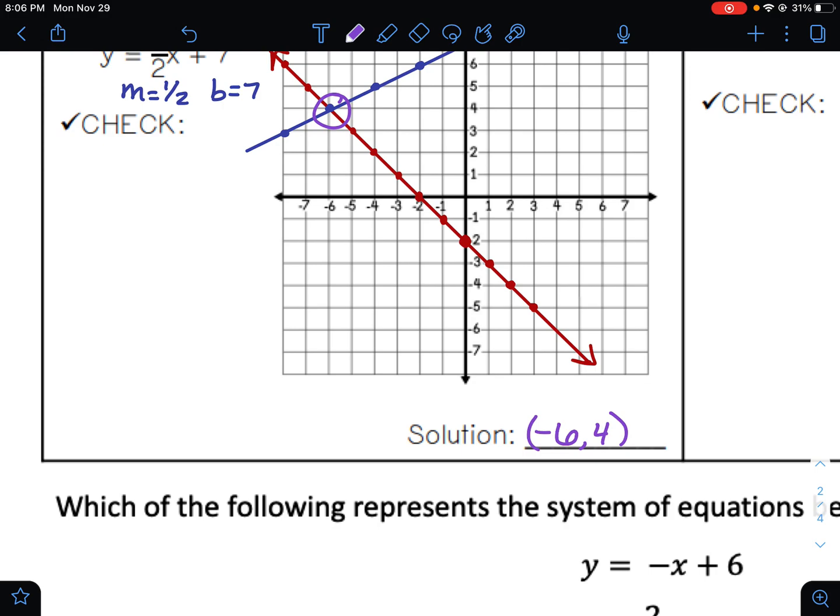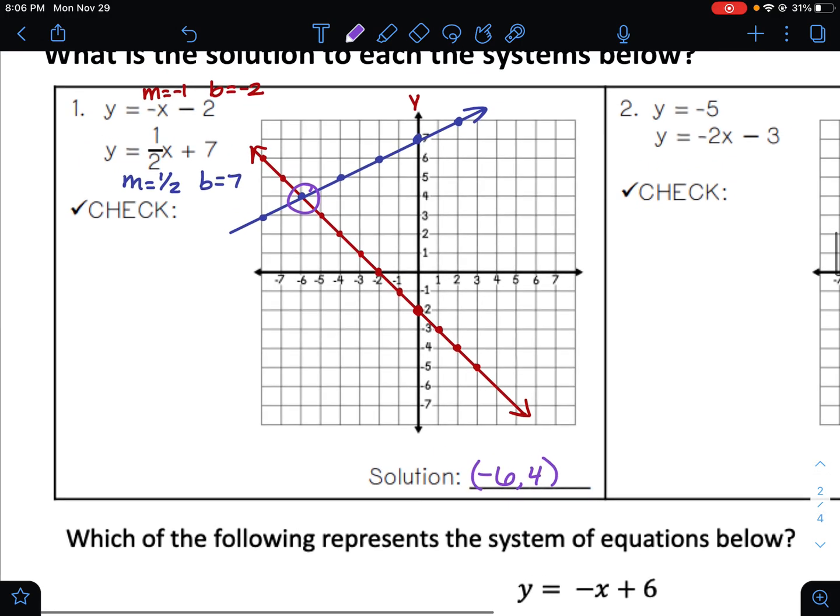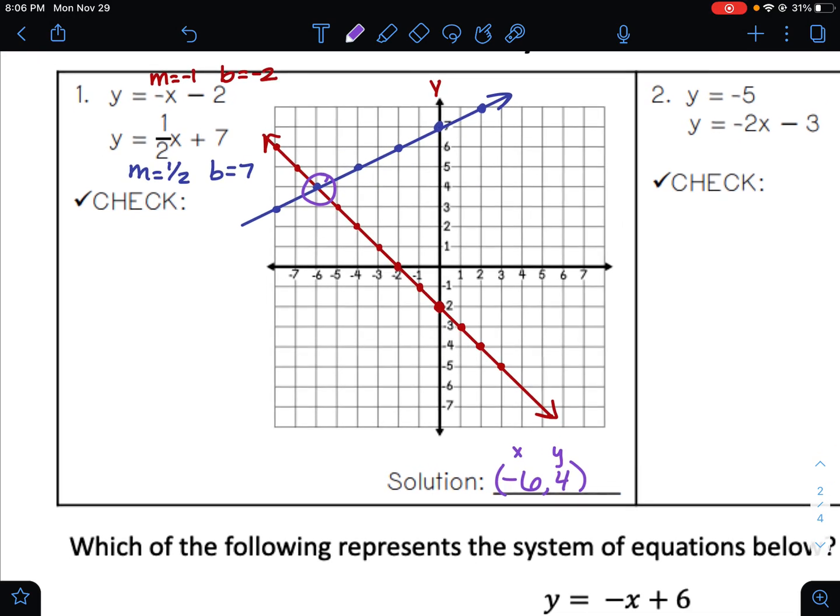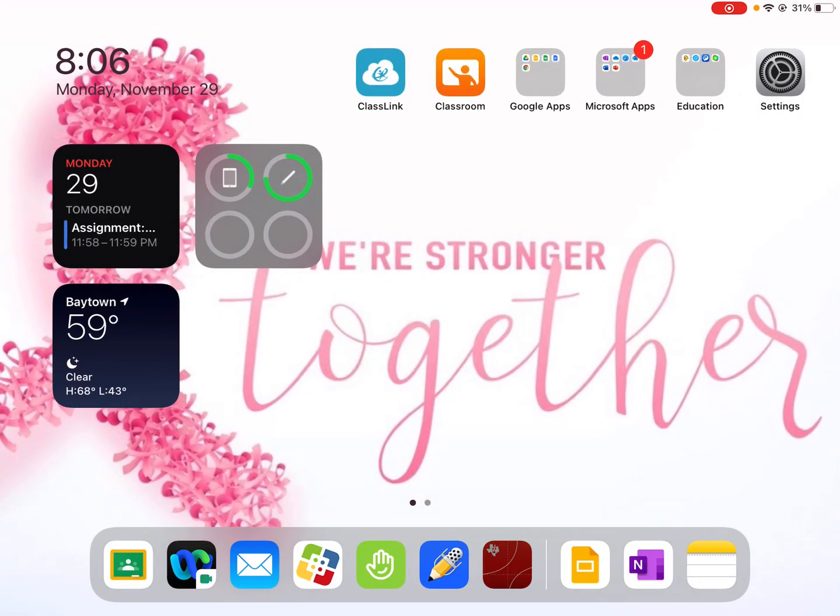So how we can check this is using our calculator. Okay, so how we use our calculator is we're going to plug in -6 for x and 4 for y. So I have 4 equals minus a -6 minus 2. And I'm going to go to my calculator and type that in.